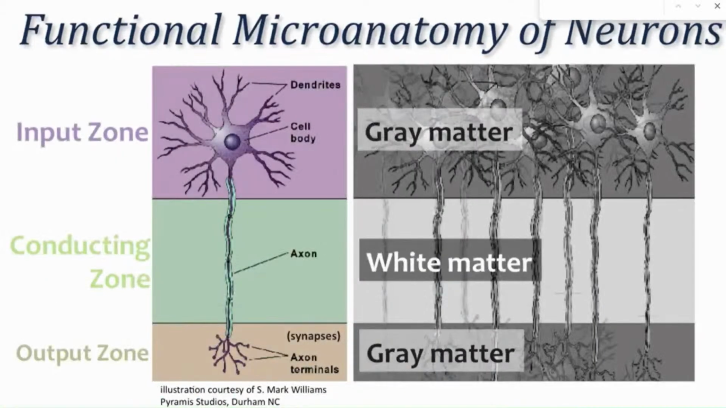Imagine tens of thousands of neurons arranged in parallel, very much like the one we're looking at here. The appreciation about this parallel organization is that where we find the cell bodies and the dendrites, that is, the input zone of one neuron, we'll find the input zone of many thousands of neurons that are arrayed in parallel in tissues, such as the cerebral cortex. This is called gray matter.